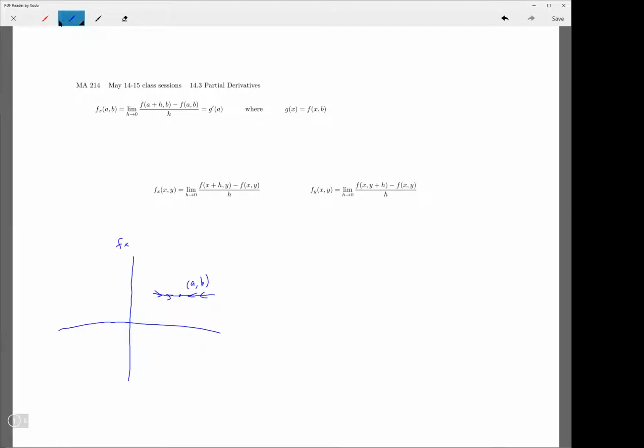And then f sub y would be restricting the difference quotient to this path here, coming in this way, basically. Okay, so there's a partial with respect to x and a partial with respect to y.